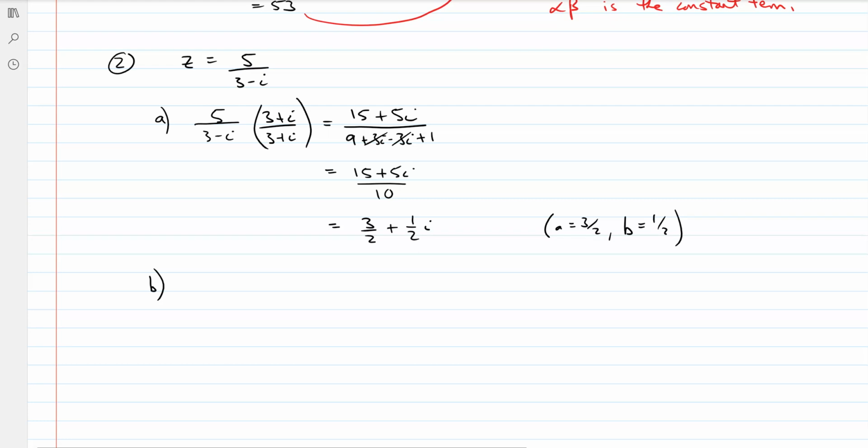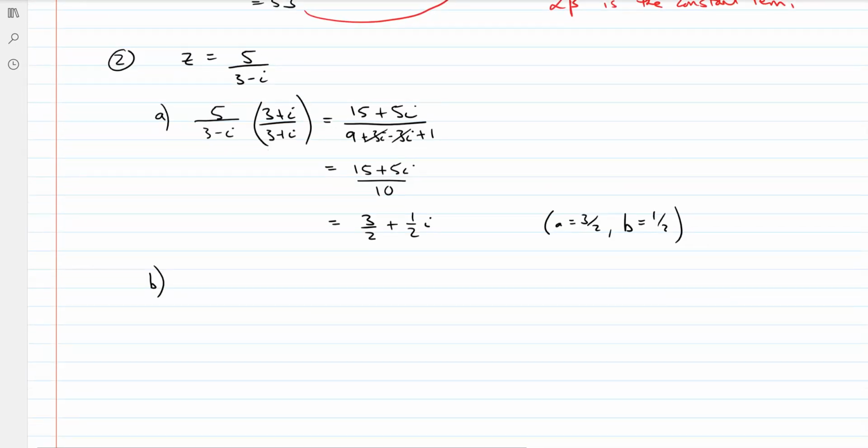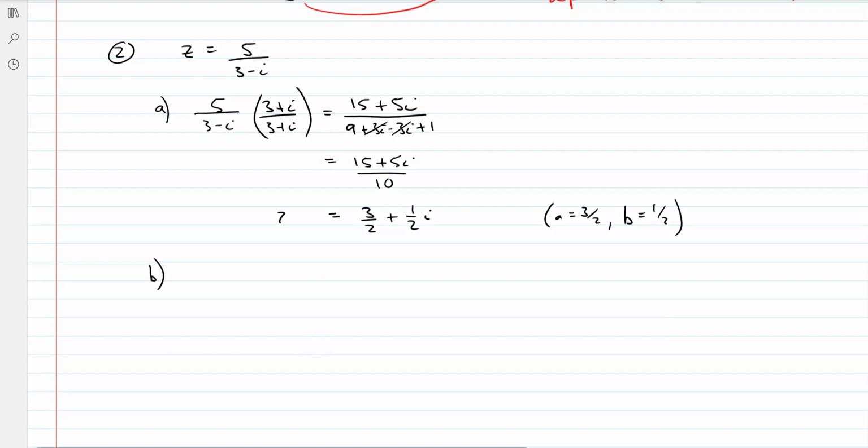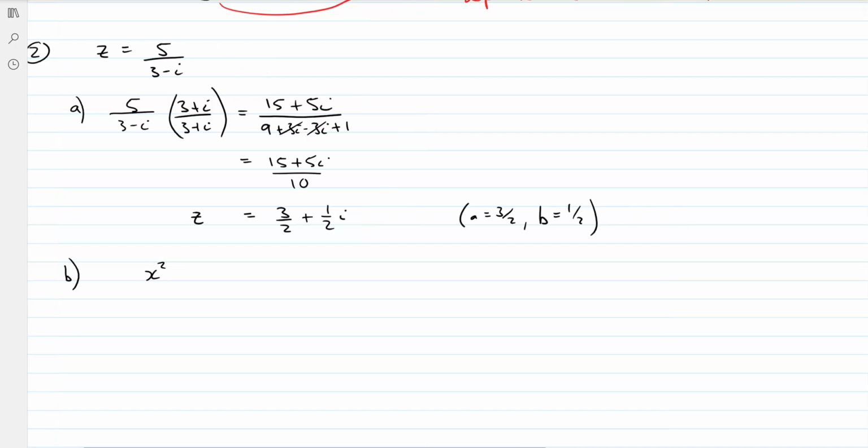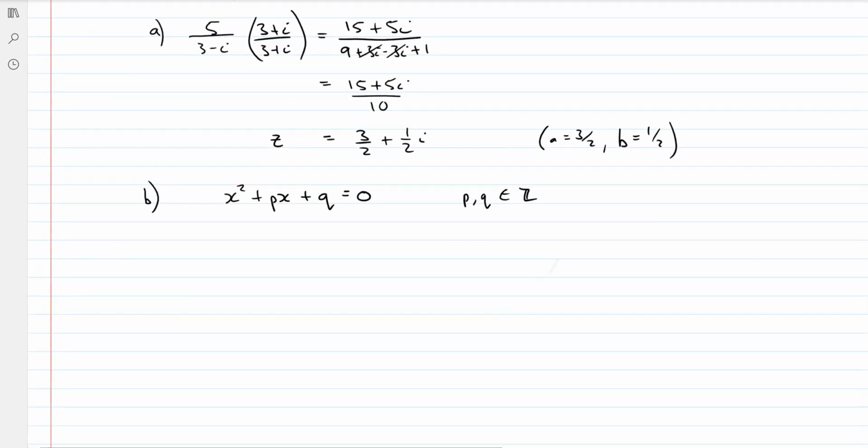So all that's in the previous video. On the second bit, given that z is a complex root, so this is z here, that is a complex root of this quadratic, x squared plus px plus q equals 0, where p and q are real integers. So they're real and they're integers, that's important as well, so they're members of the integers. Find the value of p and the value of q.